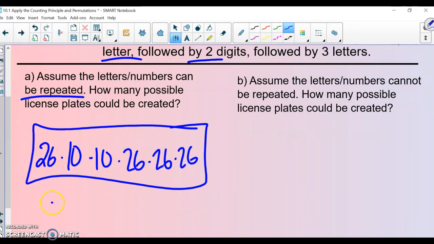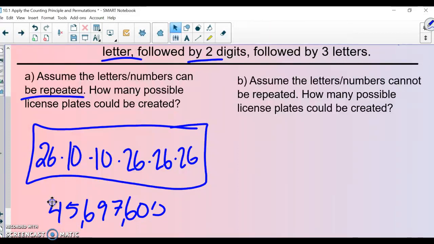And what we would come up with would be 45,697,600. So 45 million or so license plates could be created using that criteria given at the top. Question B is a little bit different. It says, how many, given the same criteria, can be created if we cannot repeat either letters or digits.